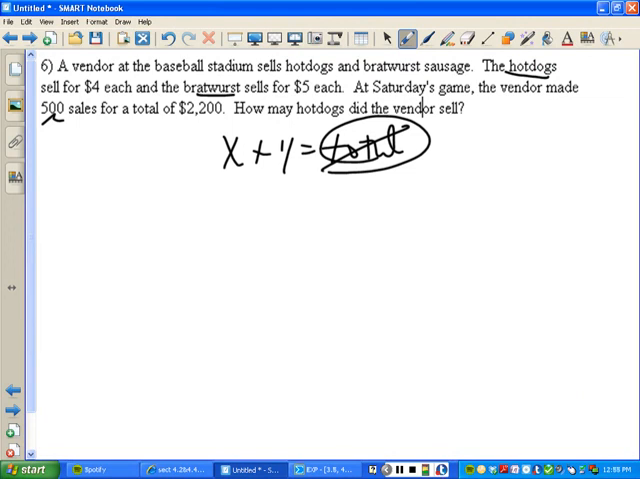So what we're going to do is we're going to say that the number of hot dogs we have is X, the number of bratwurst we have, or sausages we have, is Y, and we're going to say X plus Y equals 500. So that's your first equation.